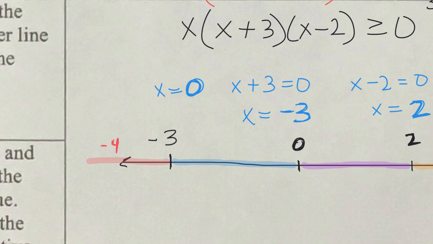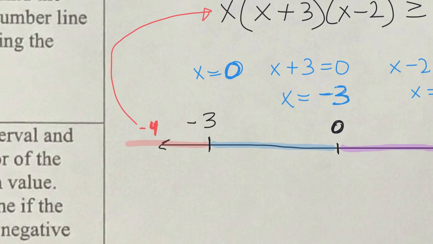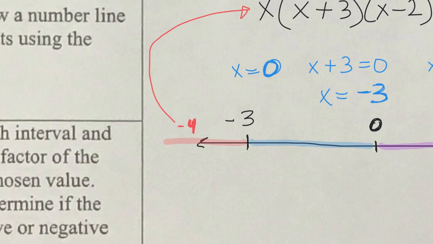let's just go with negative 4. That's a pretty close one. But negative 5 also works. So does negative 6, 7, 8, 9, and 45. And what we're going to do is plug negative 4 into this equation. And we're going to ask, is this positive or negative? Okay, is it positive or negative? We're going to do our sign analysis.